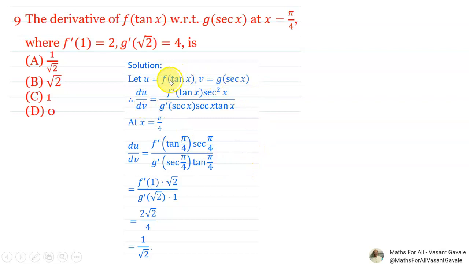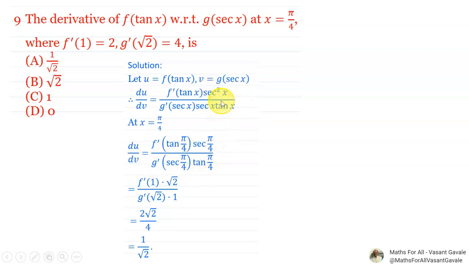Okay, आता याचा डेरिव्हेटिव्ह u is equals to f of tan x, मग त्याचा डेरिव्हेटिव्ह किती येणार f dash of tan x into derivative of tan x is sec square x. v चा डेरिव्हेटिव्ह g dash of sec x into derivative of sec x is sec x into tan x. du by dv is f dash of tan of pi by 4 sec square pi by 4.